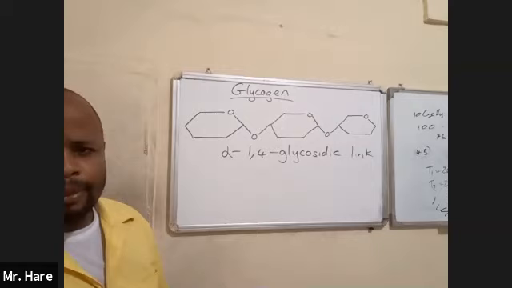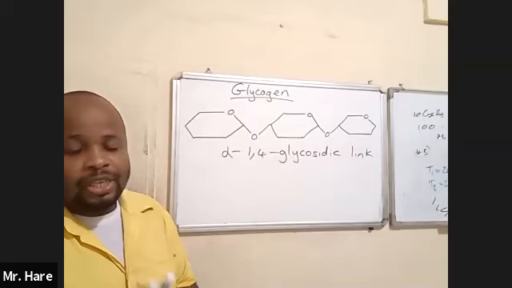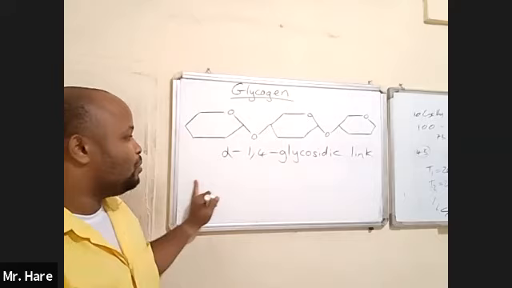Sir, isn't that also a branched molecule? A branched polymer. Right. But it has more branches than amylopectin. Glycogen is also branched. So I'm going to put that when I write a little description shortly for each of the polymers.